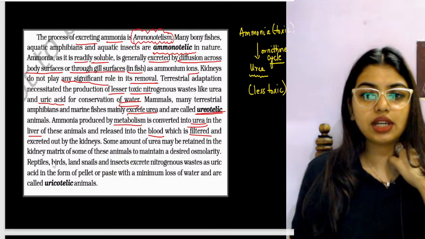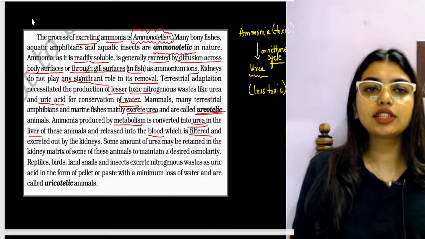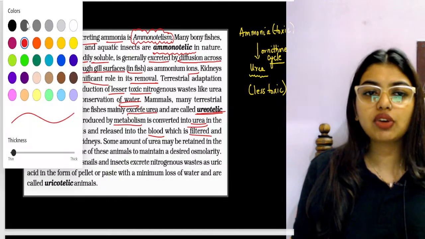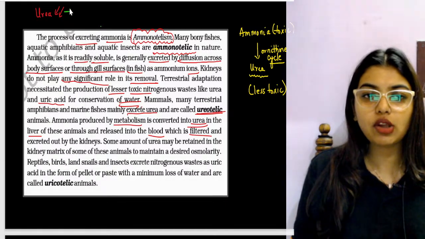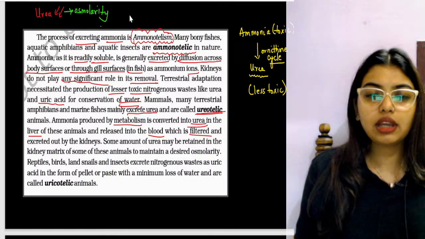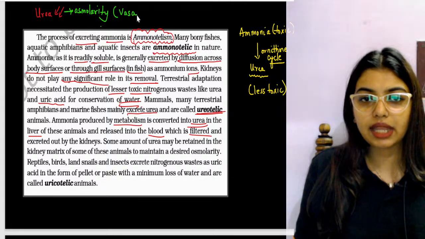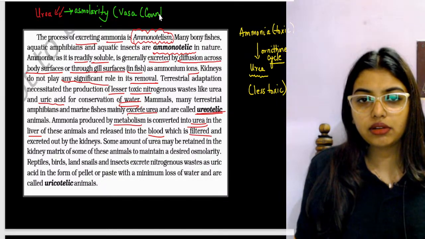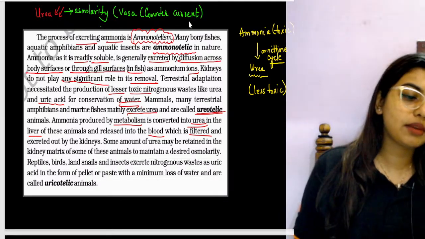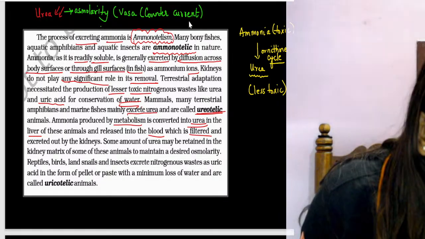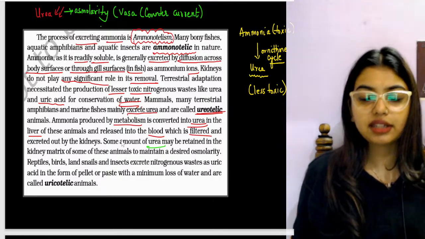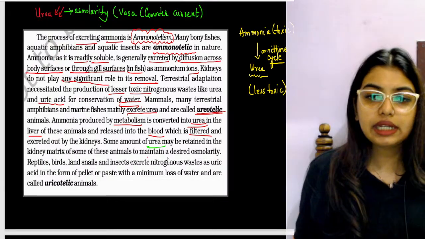Fine. So students, some amount of urea is still going to stay in our body. Why? Because urea is going to help in osmolarity. So I think most of you already know this, that you will learn this when you are learning about the vasa recta, that is your counter current mechanism. When you learn about the counter current mechanism, you are actually going to learn this. So some amount of urea may be retained in the kidney matrix of some of these animals to maintain desired osmolarity.